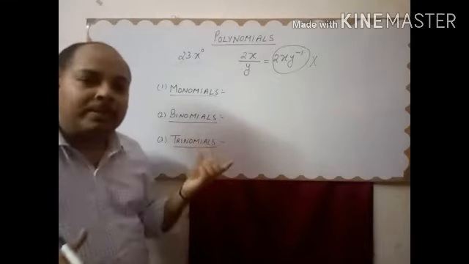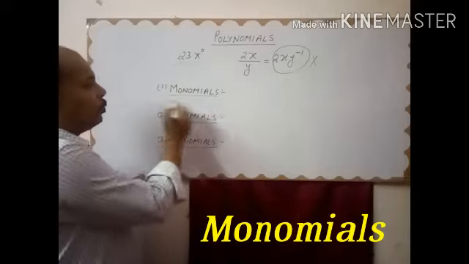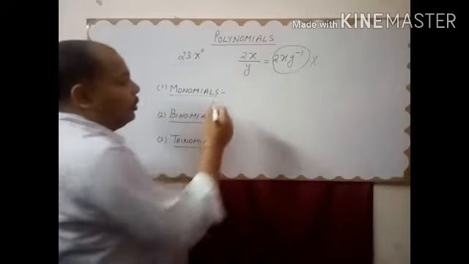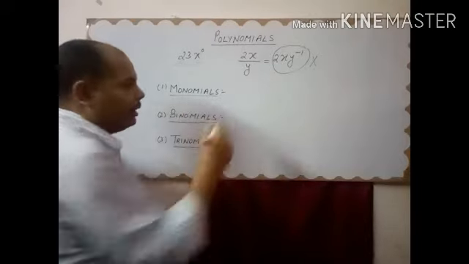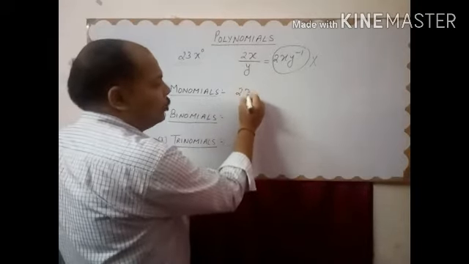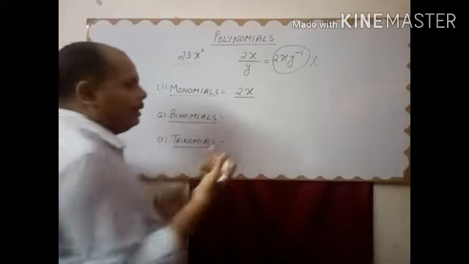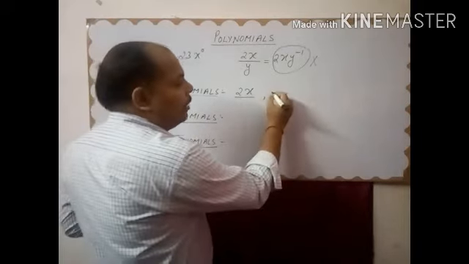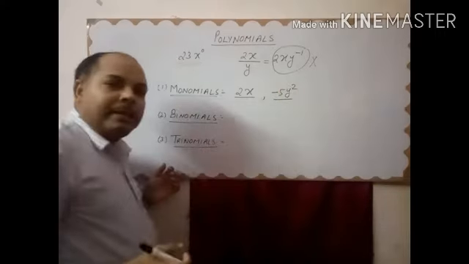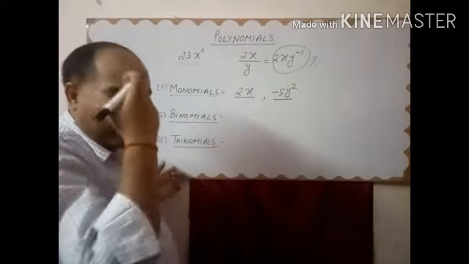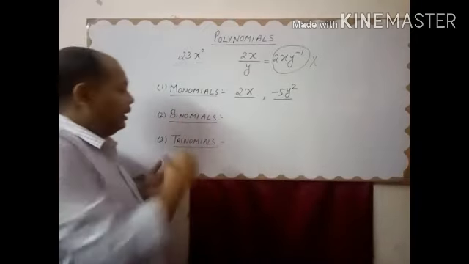Very important terms are there. First is monomial. As the name is mono, mono means one. So if any polynomial contains only one term, like 2x, only one term is there, so it is a monomial. If we write -5y square, it also has only one term, so we will tell that it is a monomial.